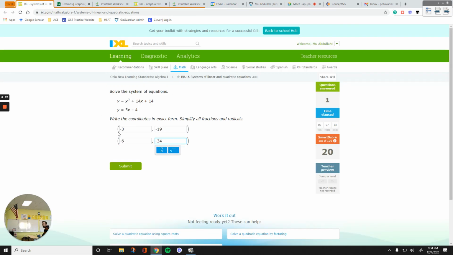And in here, it says write the coordinates in exact form, simplify all fractions and radicals. So don't put any decimals. That's the first thing. It doesn't say you can put your answers in the form of a decimal, so just avoid that. And then I'll show you how you can convert your decimals into fractions using Desmos.